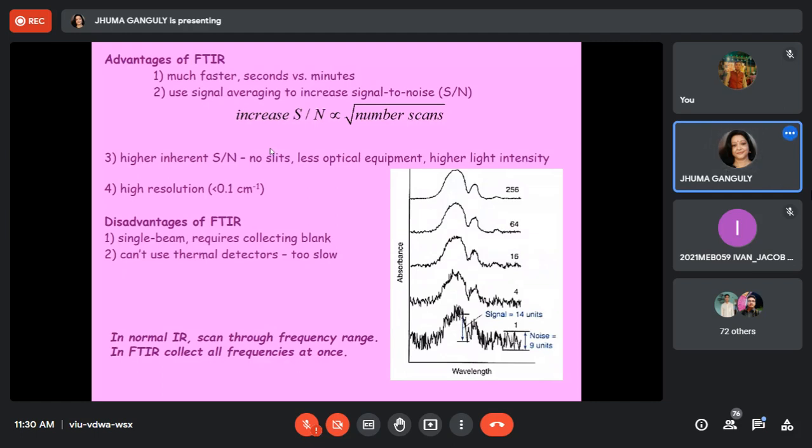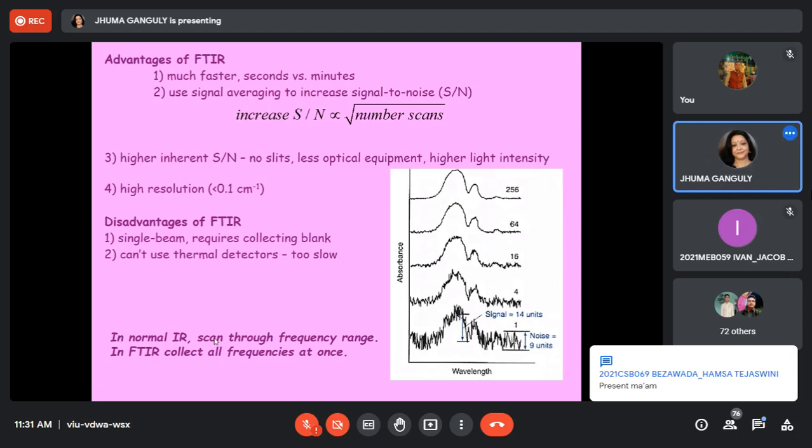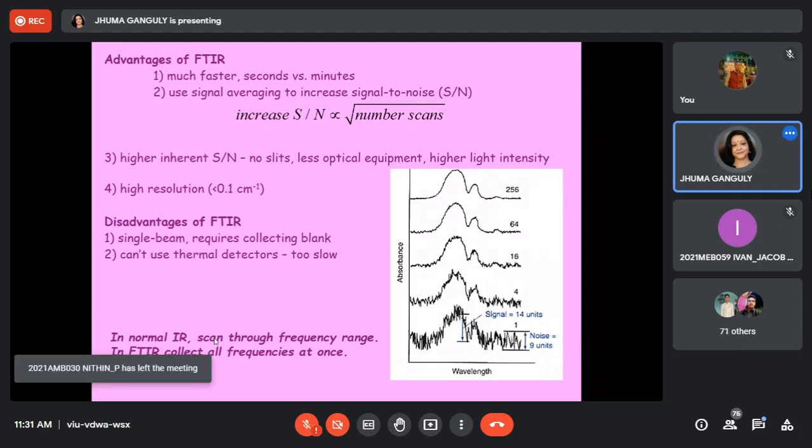In a very conclusive few lines: in normal IR, we scan through the frequency range, and in FTIR we collect all frequencies at once. So in IR, what happens? It goes first to 400, then 500. It slowly moves and scans the molecule slowly. That's why it takes some time. But in FTIR, overall all frequencies are there. The system is like that, higher intensity with all frequencies. Whatever frequency a particular transition needs, they catch it and show their response.